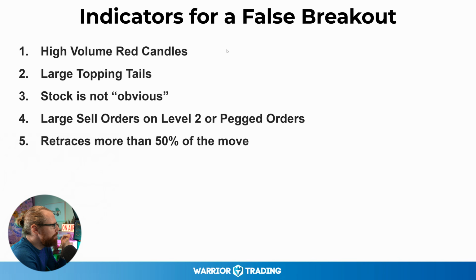So if we're watching the pattern form and we have a high volume red candle, high volume red candles can indicate that there's people selling, there's people dumping. And so that can be an indicator of a potential false breakout. We didn't have that really on PRTG, but that's something to be on the lookout for. Large topping tails, they are bearish. So when we see those, that can be a problem.